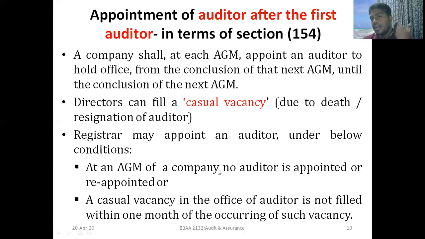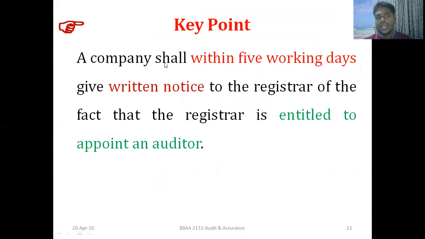Otherwise, in the annual general meeting, if the shareholders fail to appoint the auditor, in that particular situation also, the registrar of the company can appoint the auditor. But when you talk about a registrar appointment, a particular condition applies. The company shall, within 5 working days, give written notice to the registrar of the fact related to that matter, so that the registrar is entitled to appoint an auditor.